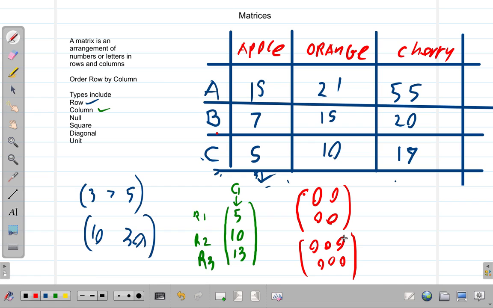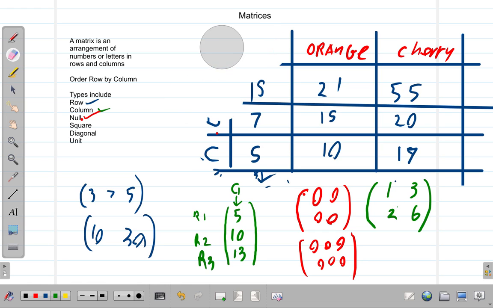Now, suppose you have this matrix 0, 0, 0, 0. Or it could be, for example, this matrix 1, 3, 2, 6. You notice that you have 2 rows and 2 columns.